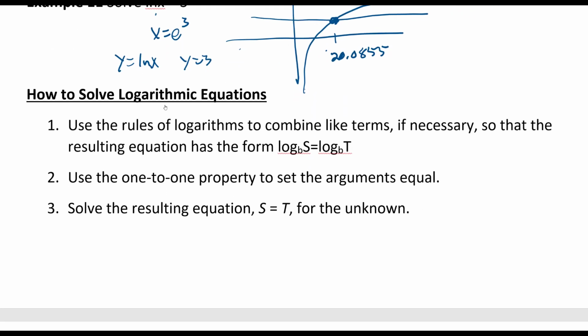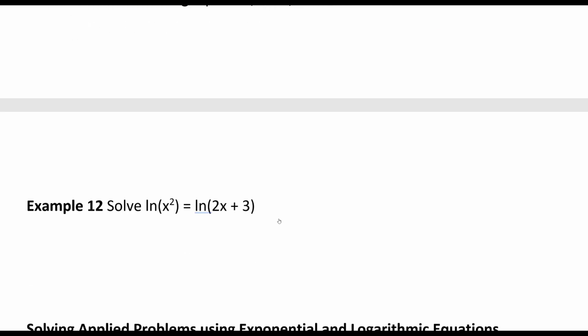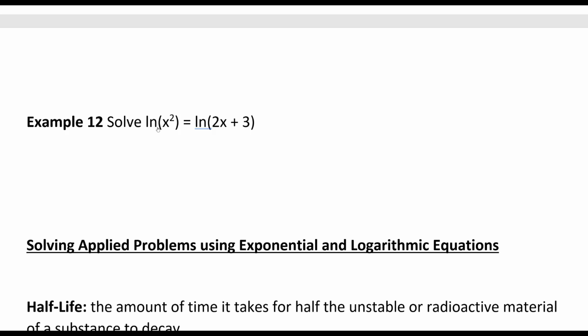Okay, how to solve logarithmic equations. Use the rules of logarithms to combine like terms, if necessary, so that the resulting equation has the form log base b of s equals log base b of t. Use the one-to-one property to set the arguments, s and t, equal to each other, and then solve for the unknown. These are already in this form: natural log of x squared equals natural log of 2x plus 3. So we don't need to do any condensing. We can take the x squared and set it equal to the 2x plus 3.